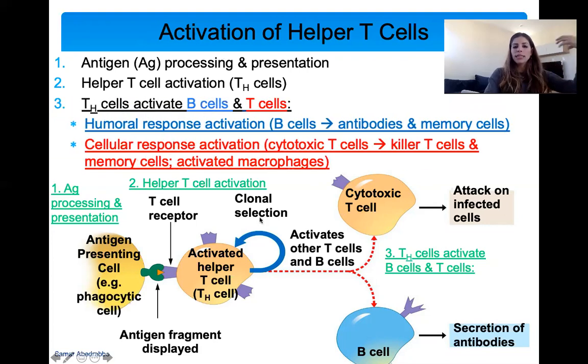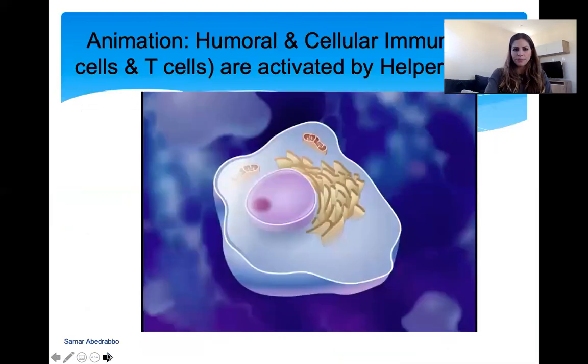And now the helper T cells will go on to either activate humoral immunity if you've been infected with an extracellular pathogen, or cellular immunity if you've been infected with an intracellular pathogen, like coronavirus. If you've been infected with that, you have your cell mediated immunity on so that you can turn on cytotoxic T cells that will attack virally infected cells. This is how it works.